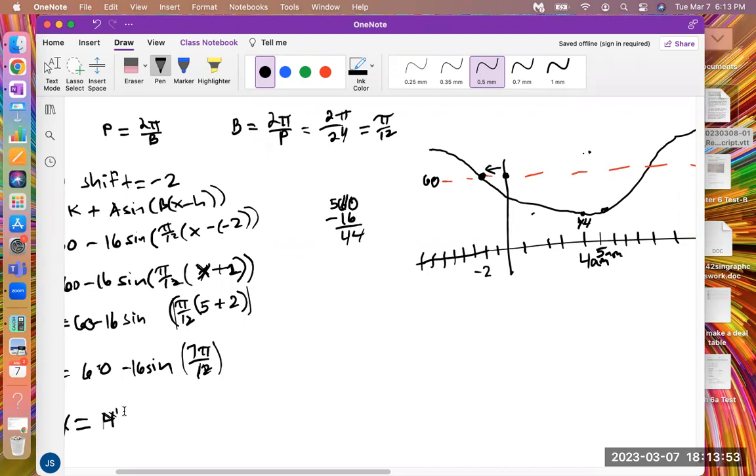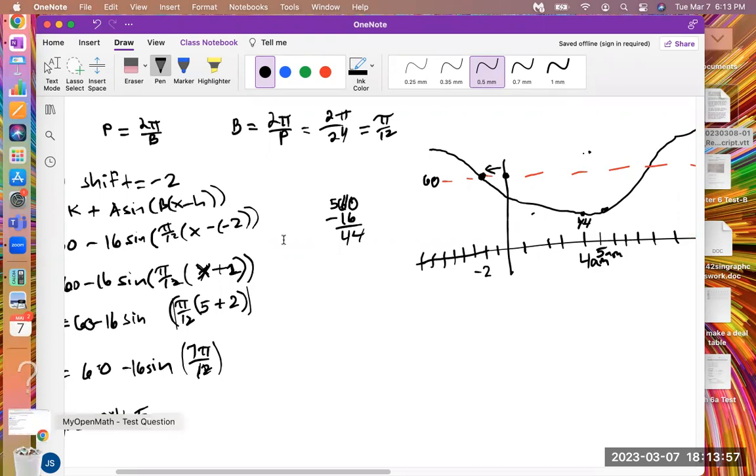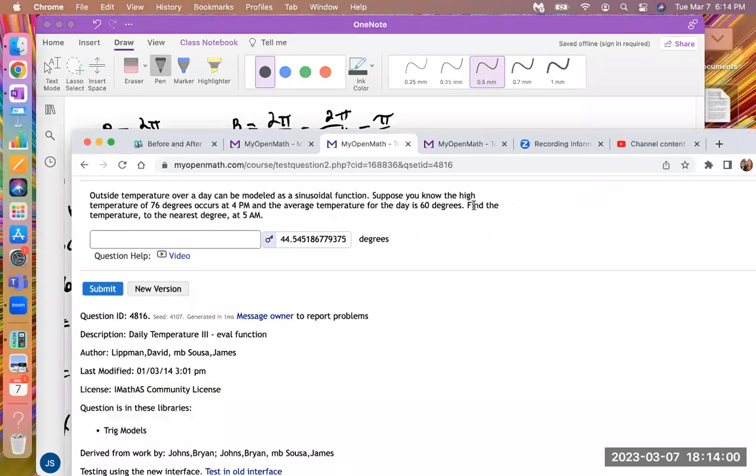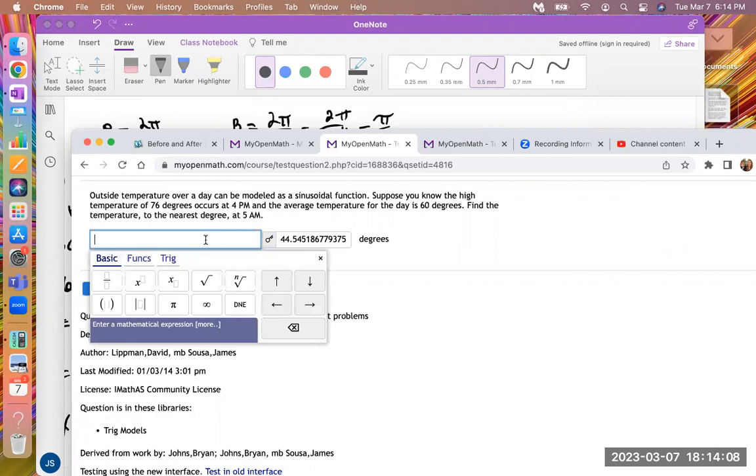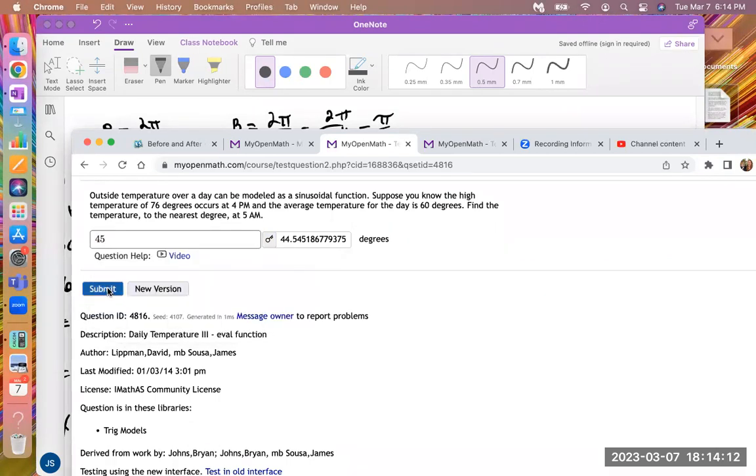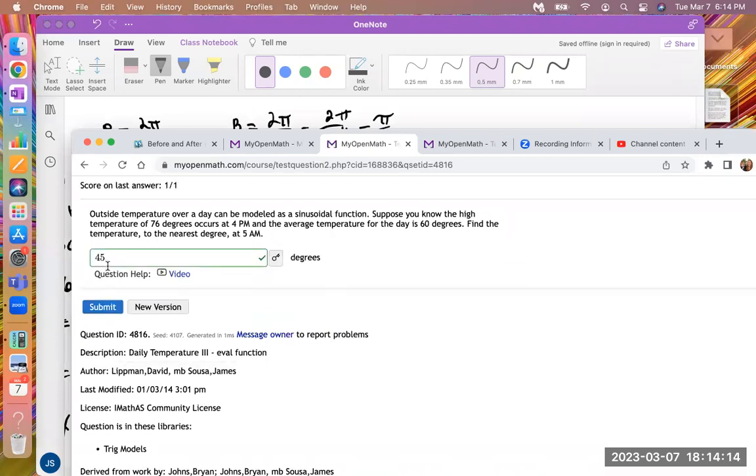Do make sure when you put your answers in that you are rounding to the correct number of decimal places. Just like they say, find the temperature to the nearest degree. So they would actually just want you to do 45 probably, and I think they would accept the answer of 45, even though they have a more exact answer. They will accept it to just a degree.